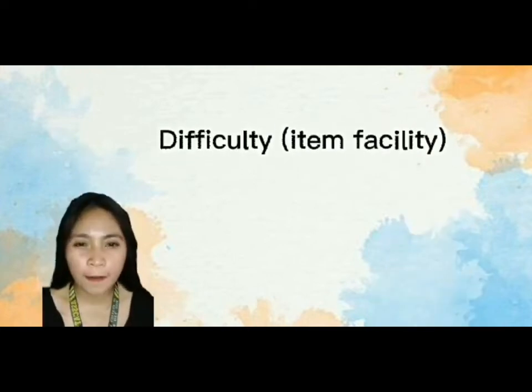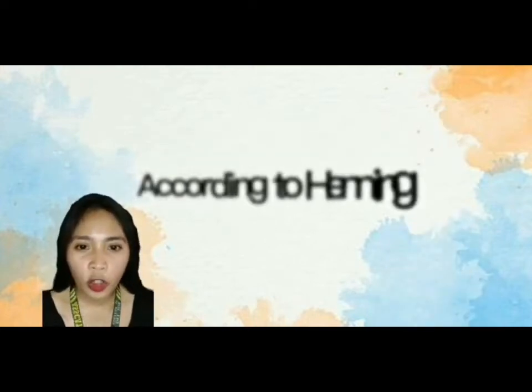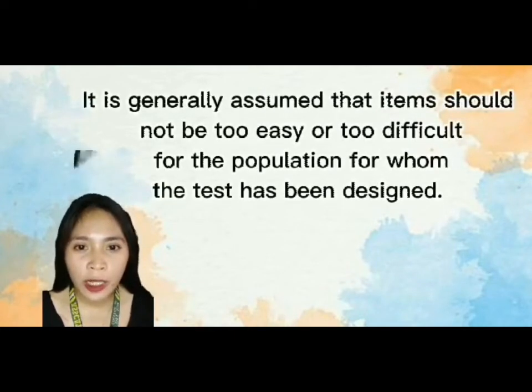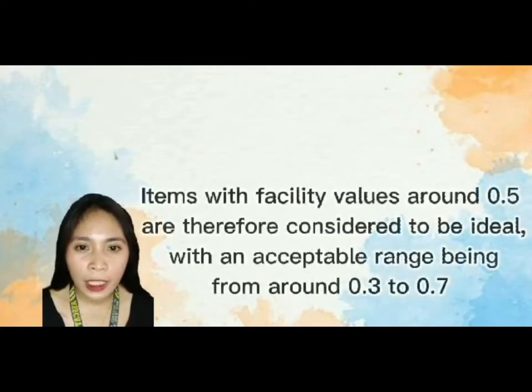Facility or item facility. According to Henning 1987, it is generally assumed that items should not be too easy or too difficult for the population for whom the test has been designed. Items with facility values around 0.5 are therefore considered to be ideal, with an acceptable range from around 0.3 to 0.7.